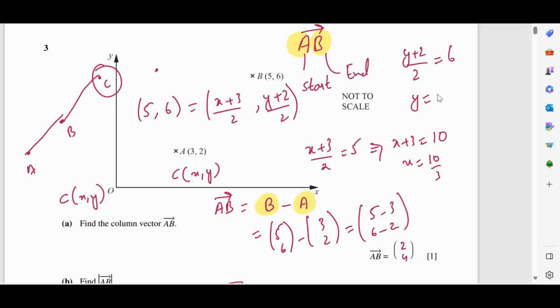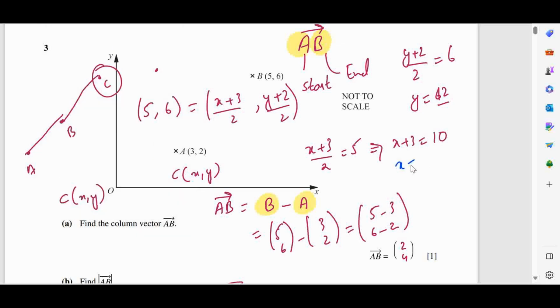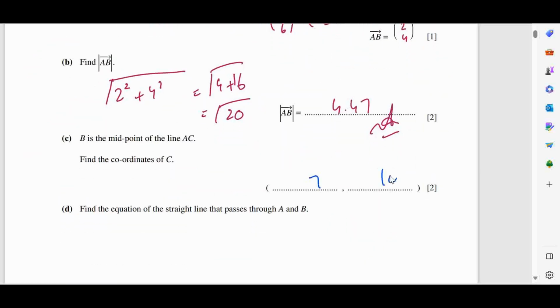So Y is equal to 12 by... there is a mistake in the previous part. X is equal to 10 minus 3, so X will be equal to 7. Similarly, 12 minus 2, Y will be equal to 10. So 7 and 10 will be the final answer.